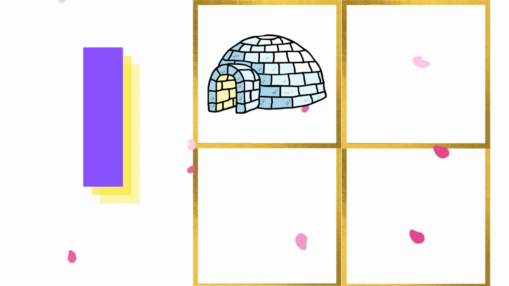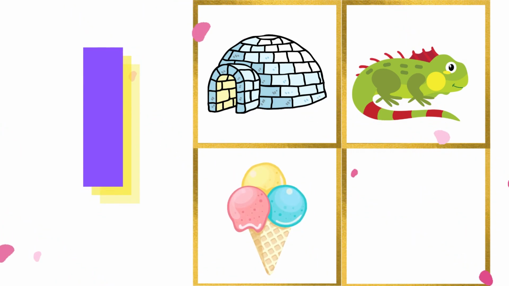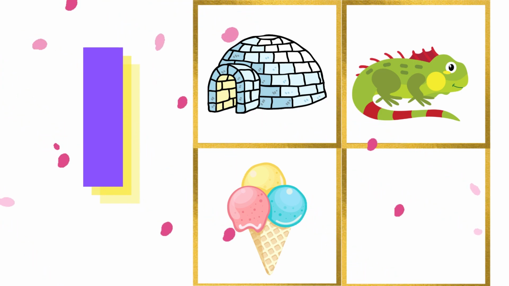I for igloo. H, I, J, K, L, M, N, O, P. Q, R, S, I for iguana. T, U, V. W, X, Y, and Z. I for ice cream. Now I know my ABCs. Next time won't you sing with me? I for island.